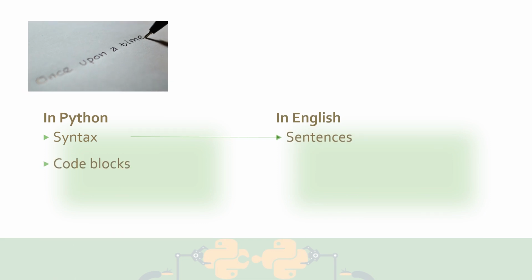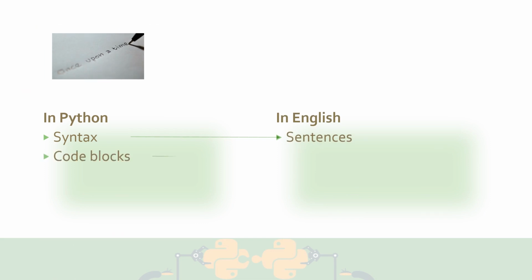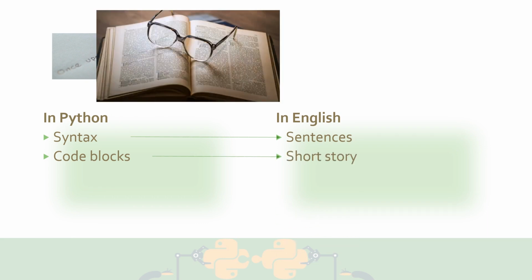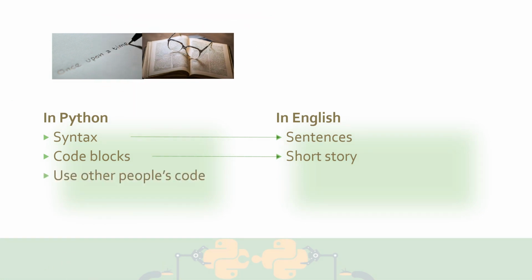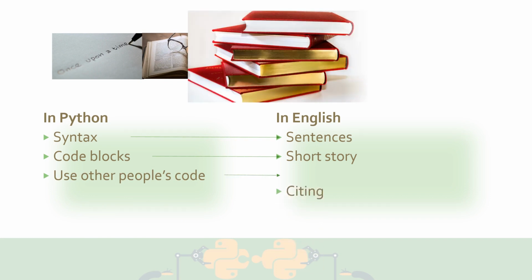In Python, you're going to be writing more complex code with different blocks of code working together. In English, this is equivalent to using sentences to write a short story. In Python, you're going to be learning how to use code that other people wrote. In English, this is equivalent to referencing someone else's work, so you don't have to rewrite it.